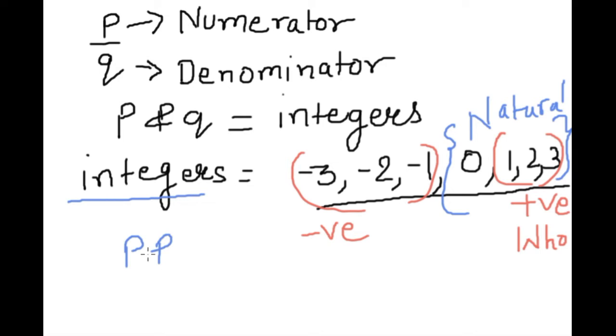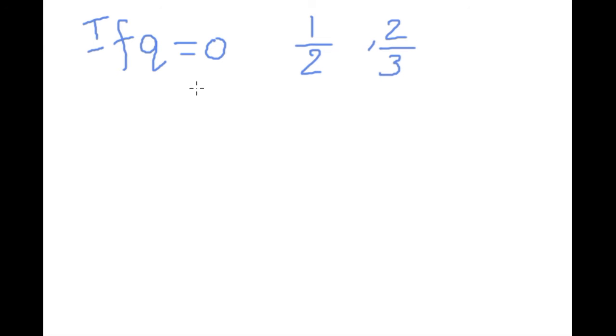p and q should be integers, but q cannot be equal to 0. Now why can't q be equal to 0? Let's explain this. Suppose q is equal to 0. As I gave you examples, a rational number should be like 1 by 2, 2 by 3, like this. If q is equal to 0, then 1 by 0, 2 by 0.